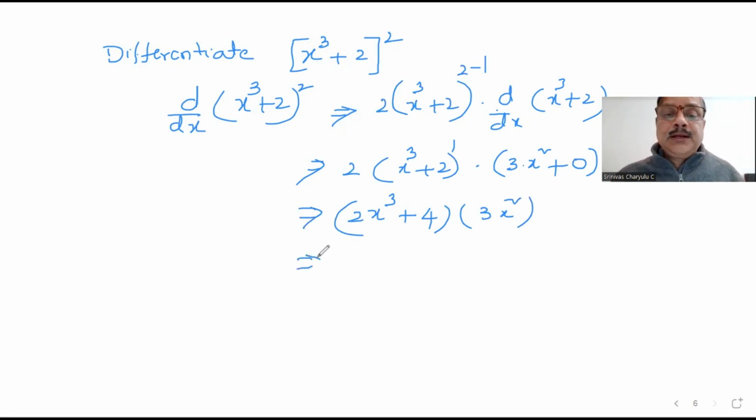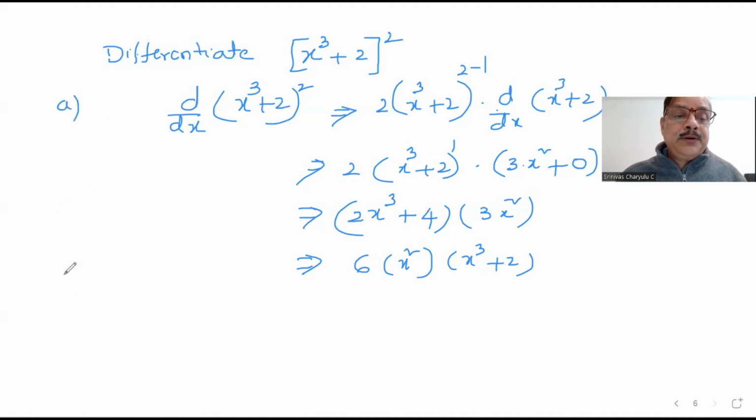Or you can simply take 2 common again, or write 6 into x square into x cube plus 2, because 2 into 3 is 6, so it becomes 6x square into x cube plus 2. Now, let us say one more sum, the last sum for today.